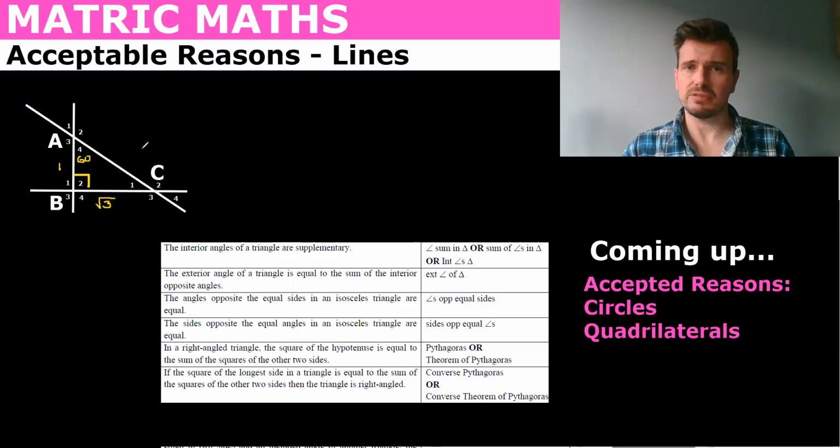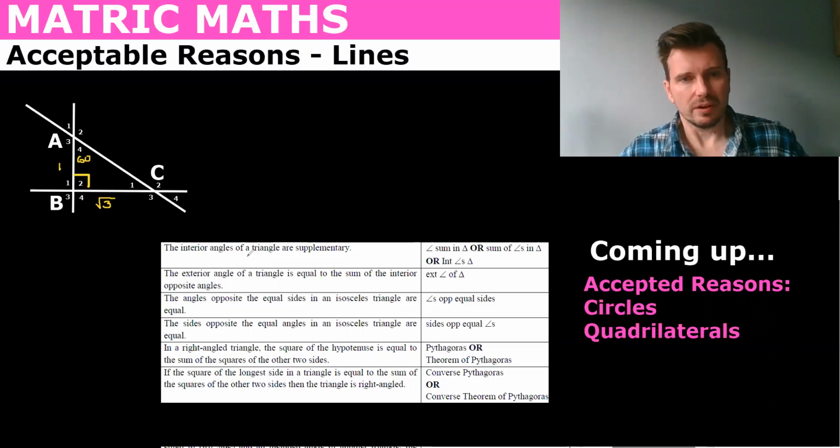So again, you would have done this in grade 8, so very simple, but we just want to make sure we get our reasons right. So I've done a triangle. We've got an ABC triangle here, and we've got some lengths, and we've got some angles. Let's look at the first one, basic one.